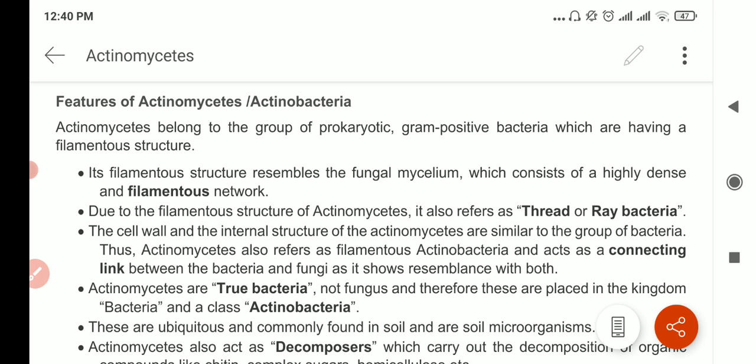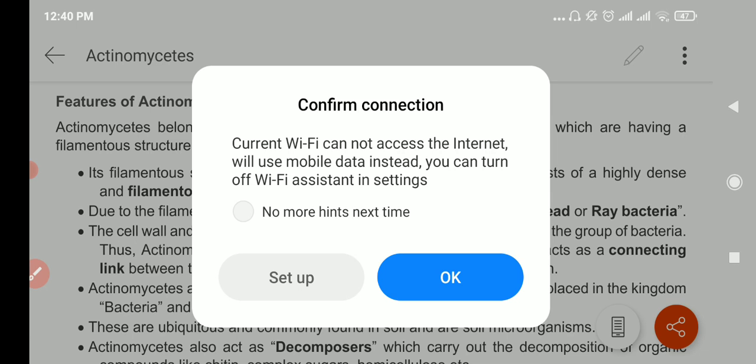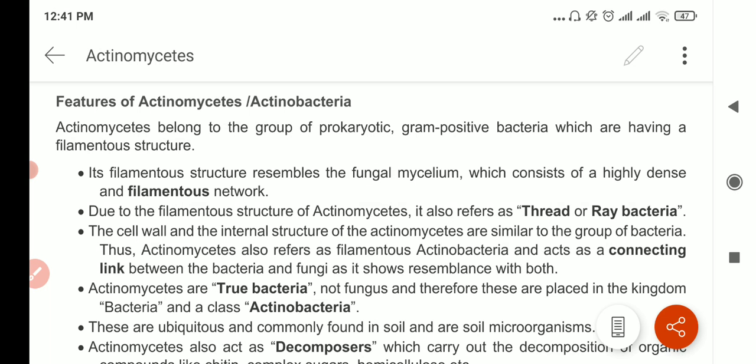So what are the actinobacteria? They are a group of prokaryotes which are gram-positive, and they are bacteria. Their structure is like filaments. They are not round or spherical or globular like the mycoplasma. Remember, these are filamentous. These filamentous bacteria look like fungus.